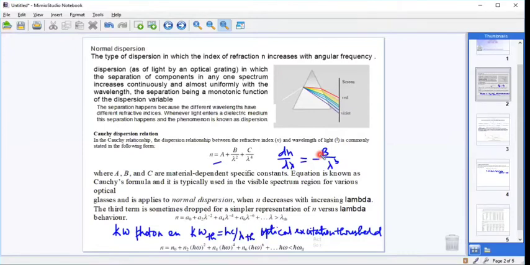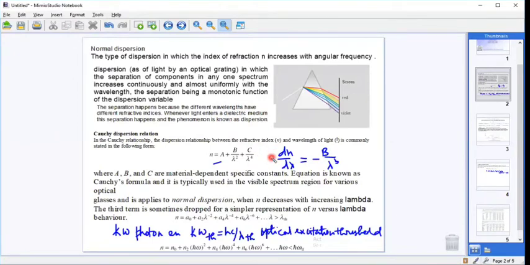In the case of the Cauchy dispersion relation, what I mentioned above covers the visible spectrum region for various optical glasses and is applied to normal dispersion, where n decreases with increasing lambda. The third term is sometimes dropped for a simpler representation of n versus lambda behavior.